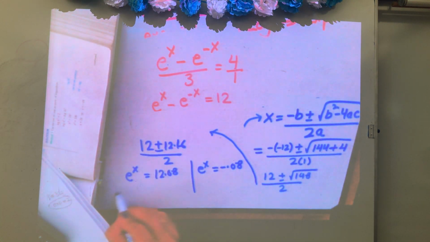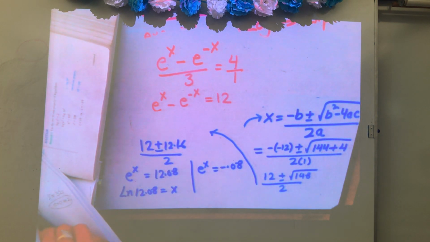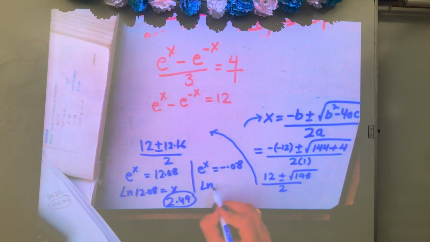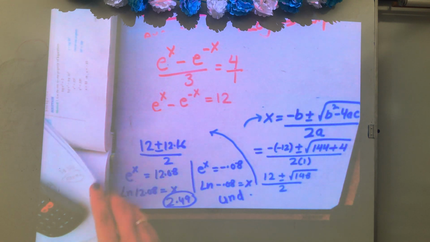Let's simplify. So this one would be ln of 12.08 equals x. That would be my first answer. Ln of 12.08, I have 2.49. That's my first answer. This one, if I switch it to ln, it's going to be a negative number, which is not right. So that would be undefined. So I have these 2 solutions, but the only solution would be 2.49. The other one is just undefined.